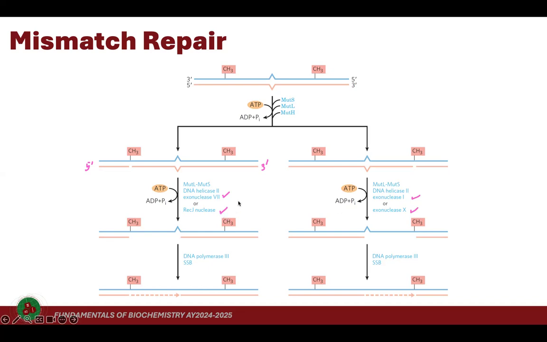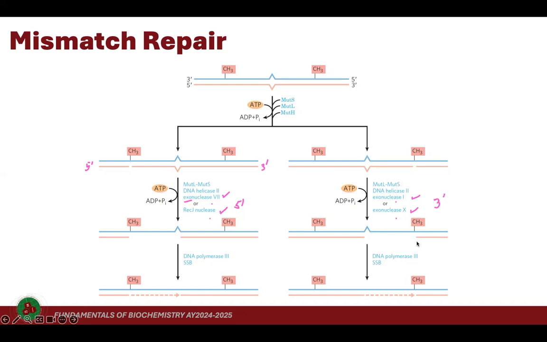The difference between the two mechanisms is that your exonuclease 7 or RecJ nuclease is a 5' exonuclease. So it removes nucleotides one by one from the 5' end. Remember, it's an exonuclease. Meanwhile, your exonuclease 1 and exonuclease X is a 3' exonuclease. So they remove nucleotides one by one from the 3' end.